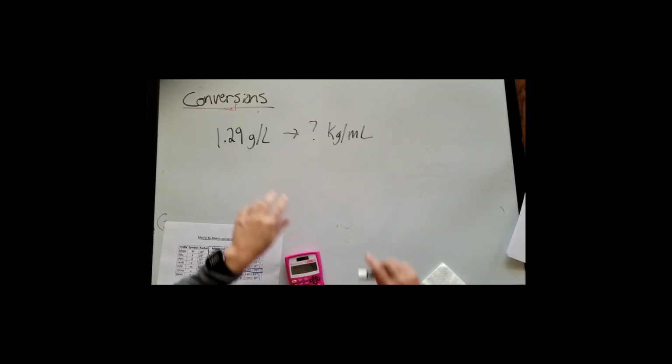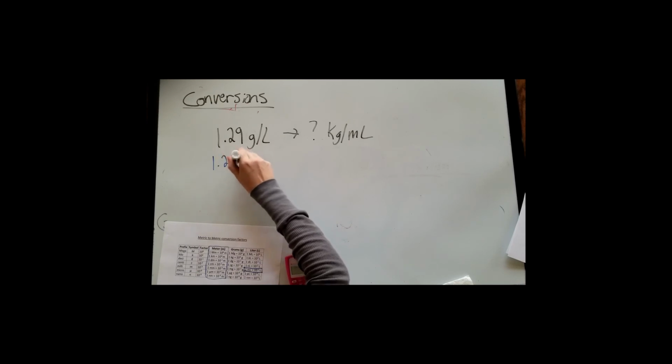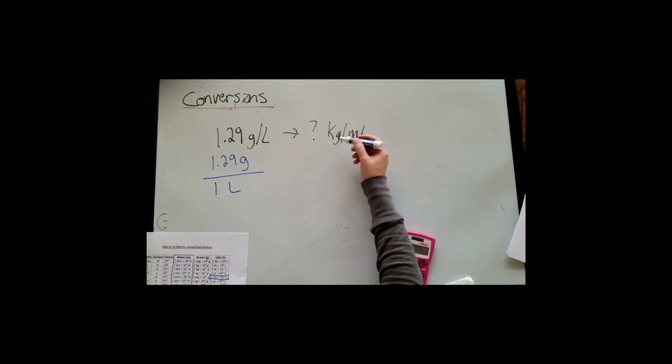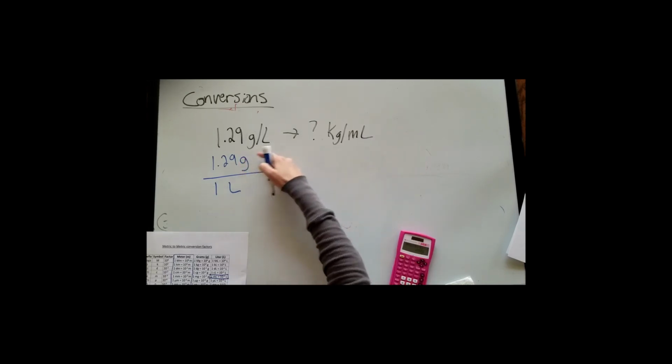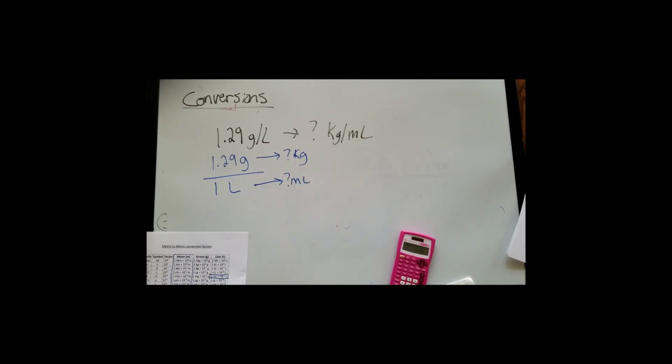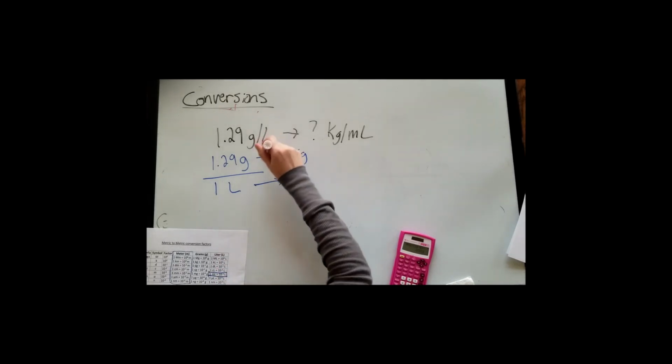So I want to show this one because we have 2 different units. So we have a lot of different things going on here. So when you're doing this, it's good to approach it. It's the same as writing 1.29 grams over 1 liter. That's what that means. And this means how many kilograms over 1 milliliter. So we're doing 2 different things here. So along the top, we're going from grams to kilograms, so we need a conversion factor for that. Along the bottom, we're going from liters to milliliters, so we need a conversion factor for that as well. So we're looking at 2 different conversion factors.